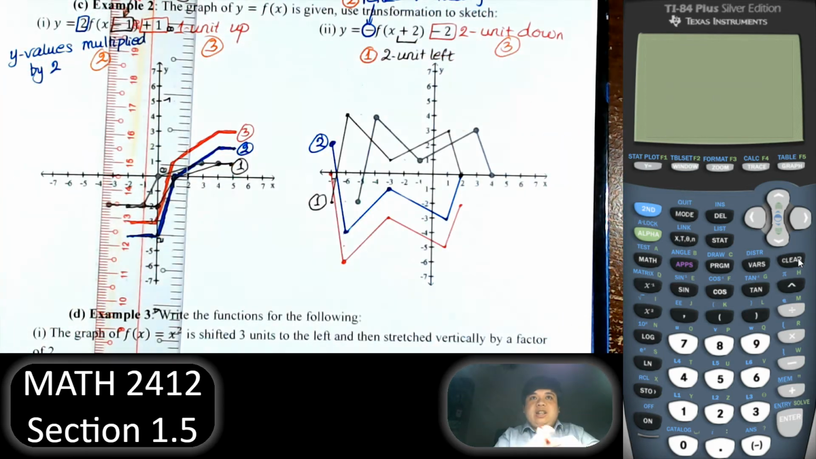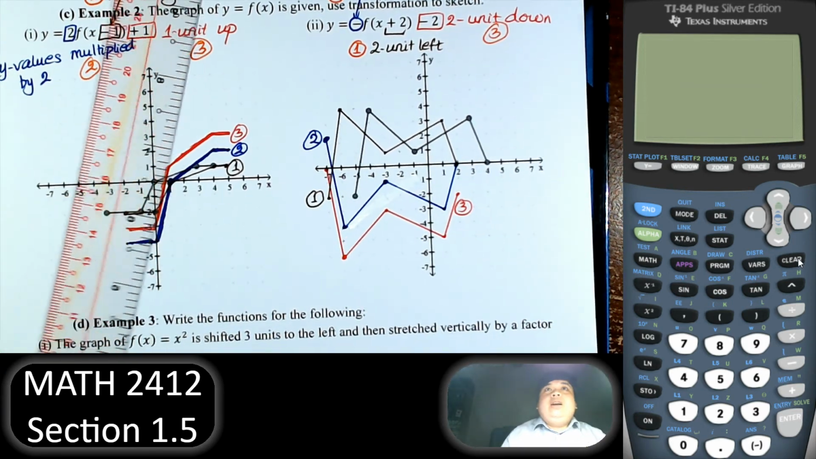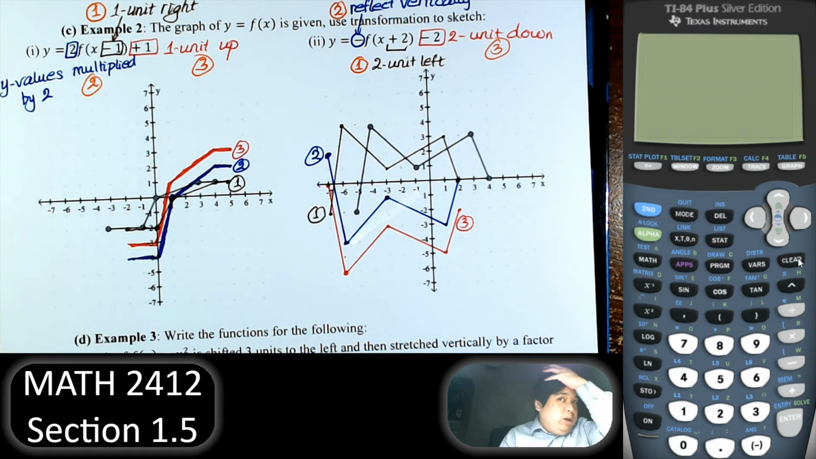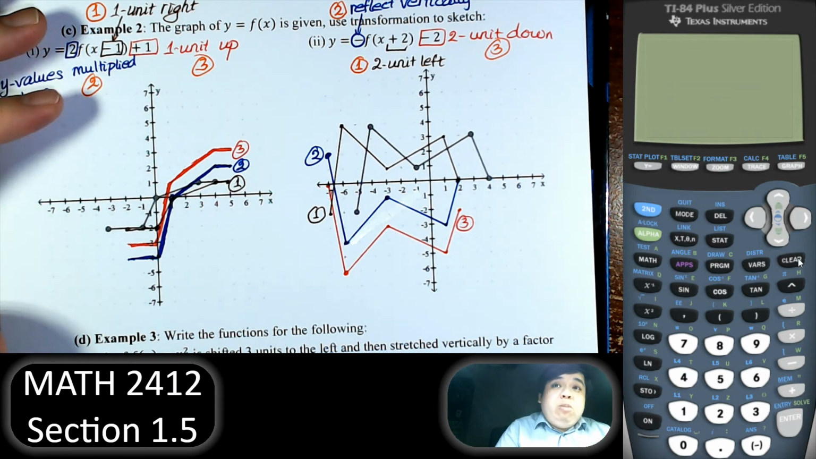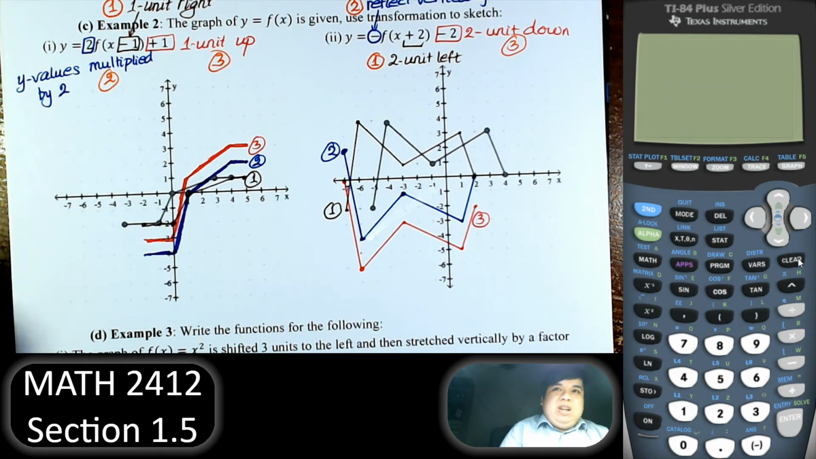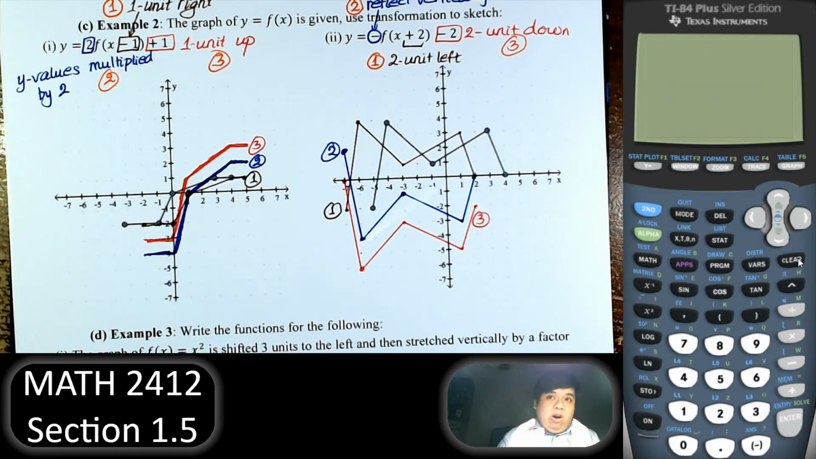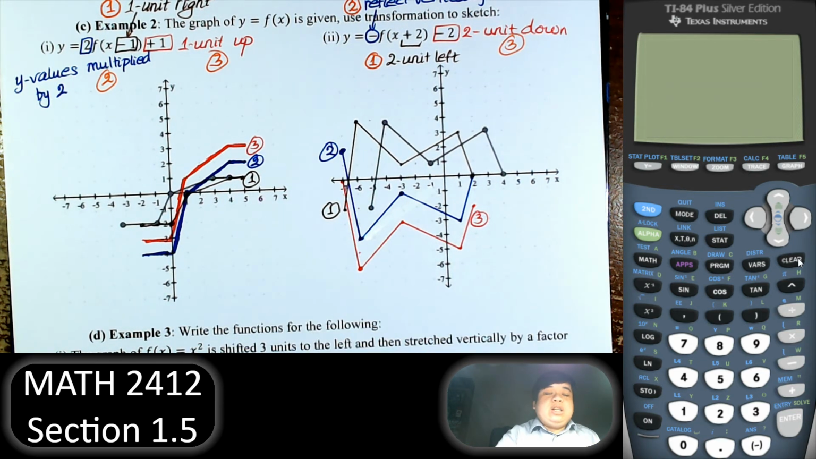Yeah, we move that 2 units down. That is graph number 3. Right. I said the most important thing is to be able to determine the transformations and the order of those transformations. The calculator can graph it, unless we don't have the function to enter in the calculator, in which case we have to do it by hand.